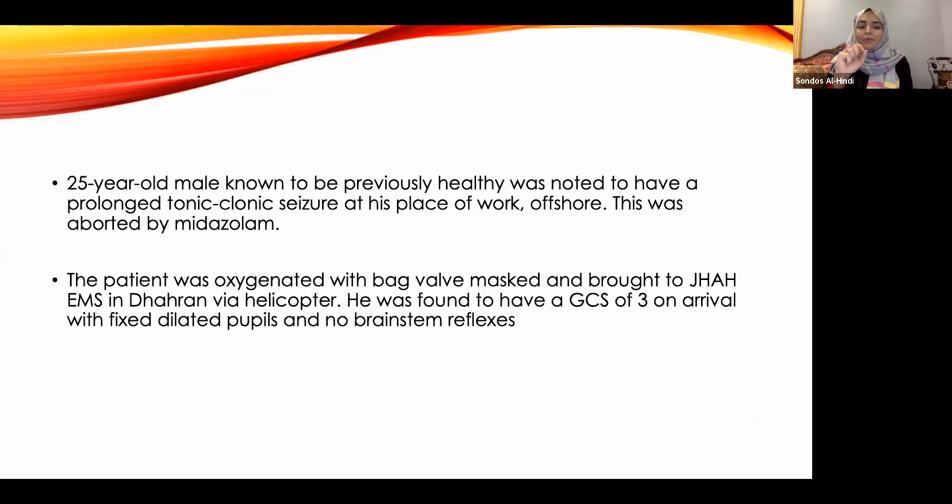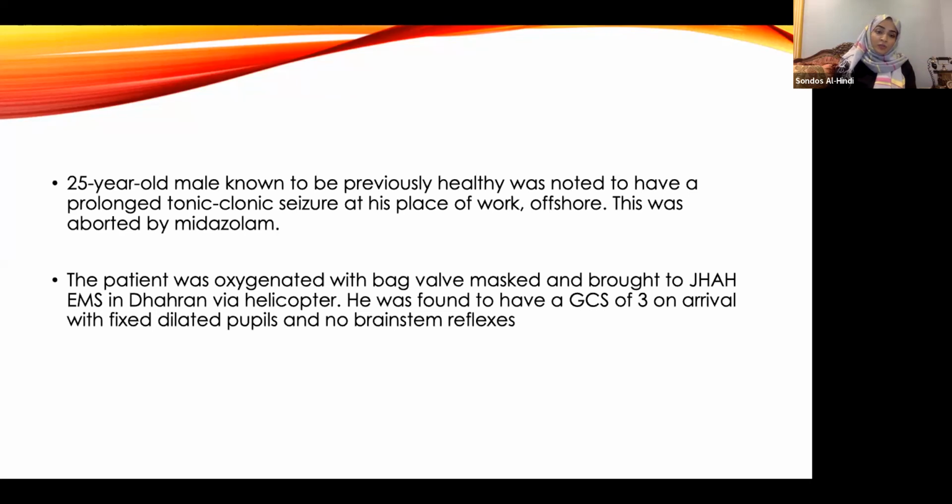All right, so again, this is another case. A 25-year-old male, previously healthy, was noted to have a prolonged tonic-clonic seizure at his place of work, and he was offshore. He was brought to the hospital through evacuation by helicopter. The seizure apparently was treated by the paramedics with midazolam, and he was intubated. However, his GCS dropped to 3 right away, and when he arrived, he had complete fixed dilated pupils with no brainstem reflexes.